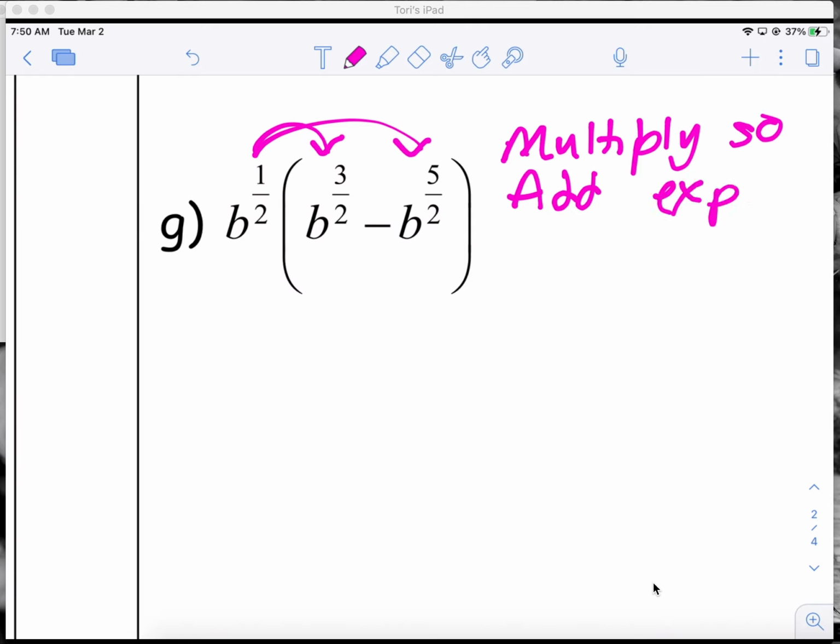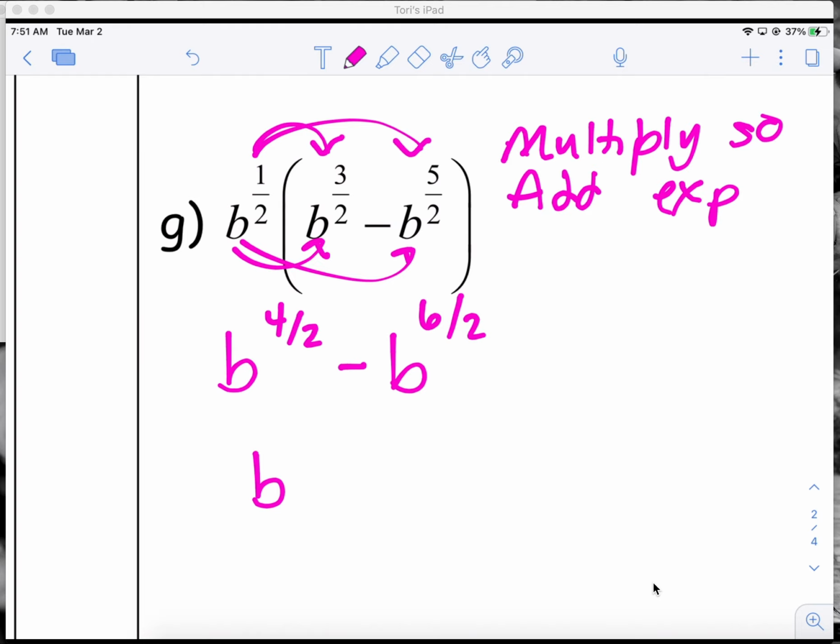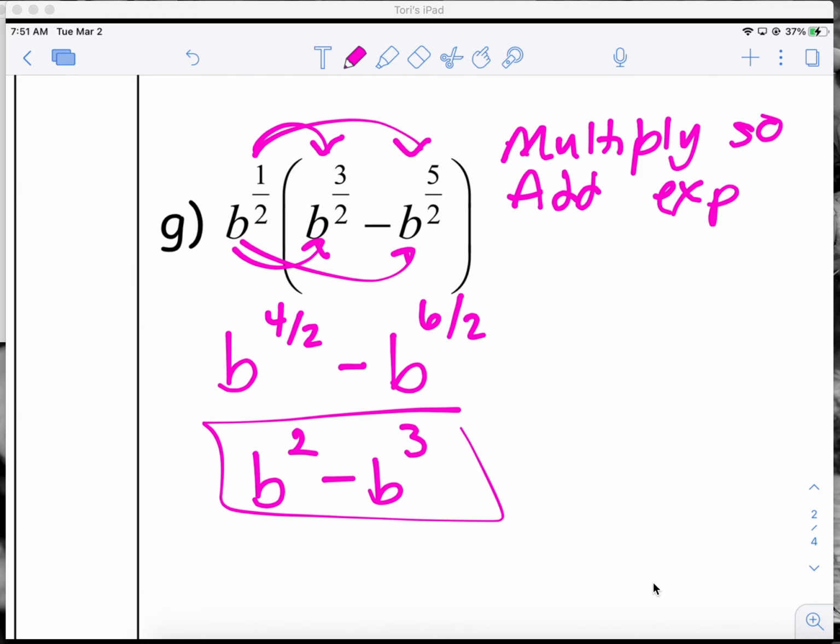All right, so if I'm thinking 1/2 plus 3/2 makes 4/2, that's this one. And then if I go this way, I'm saying 1/2 plus 5/2 makes 6/2. So again, simplify those fractions. 4 over 2 is 2. 6 over 2 is 3. It looks like you should be able to combine, but you cannot. That's a final answer.